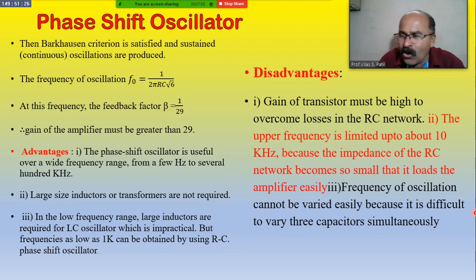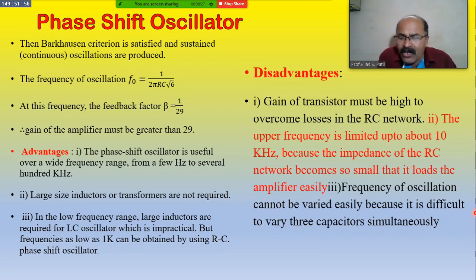That is wrong, friends. From a few hertz to 10 kilohertz is the frequency range of the phase shift oscillator. Friends, please keep in memory that from a few hertz to 10 kilohertz is the frequency range of the phase shift oscillator which we are going to fabricate. It means the upper limit of the frequency range of the phase shift oscillator is 10 kilohertz.